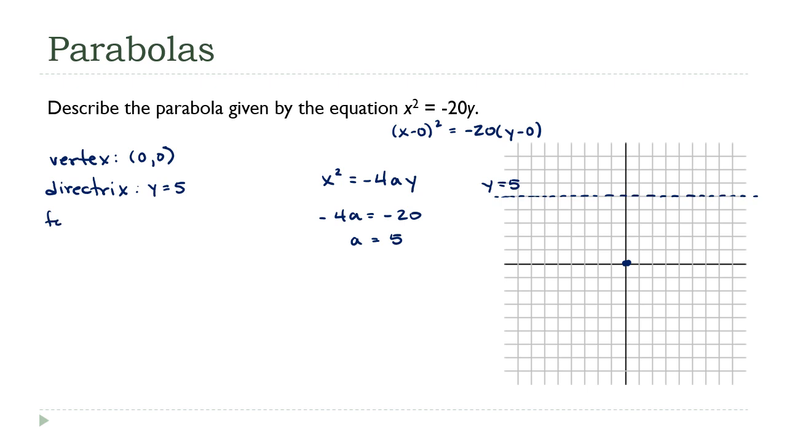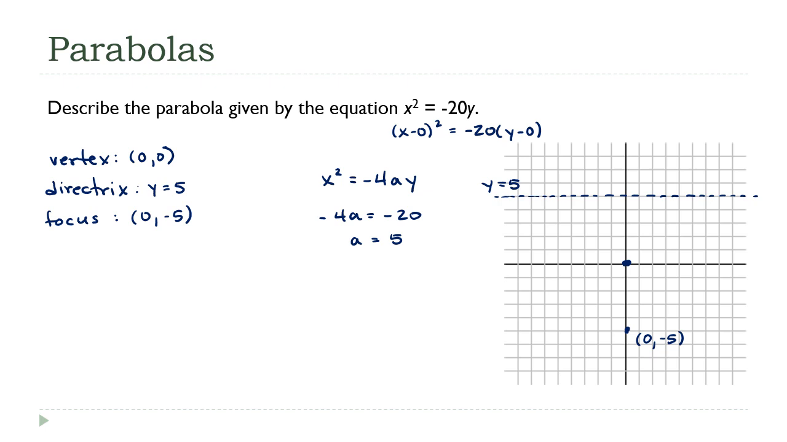Finally, where is the focus of this thing? Well, it's kind of the same process as the directrix, but it's in the other direction. So where the directrix was 5 units above, the focal point is going to be 5 units below. And the coordinates of that point are 0, negative 5. So there's my focal point.